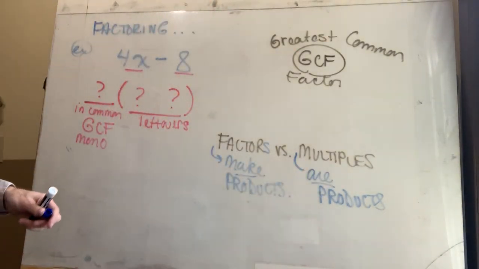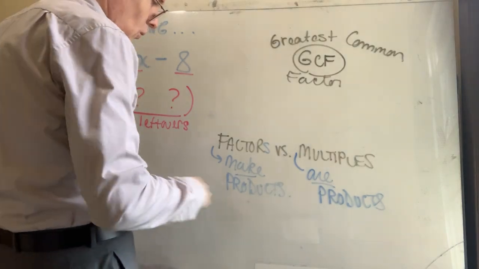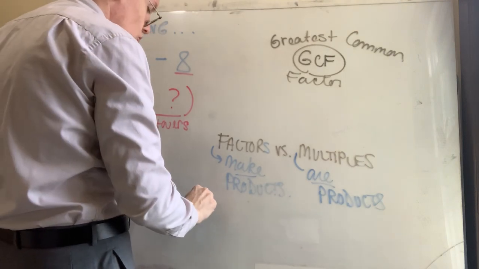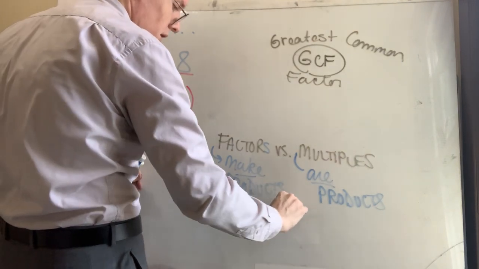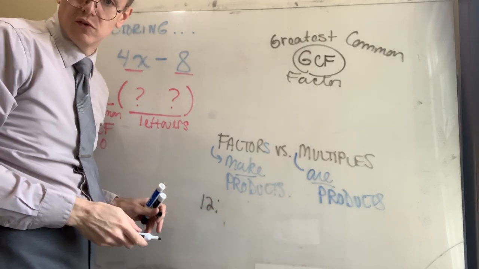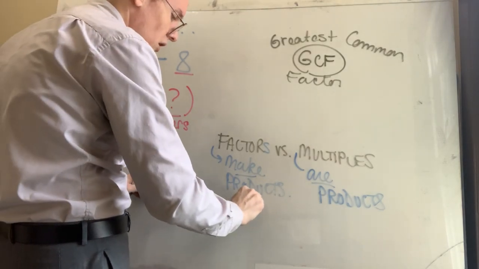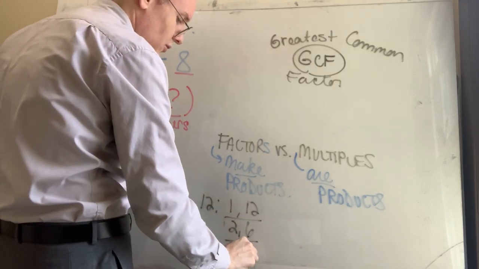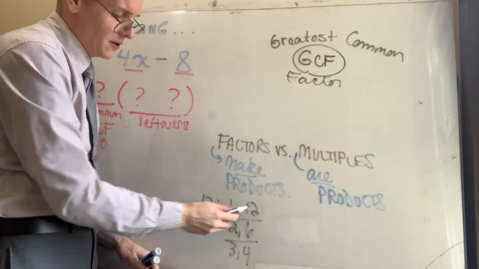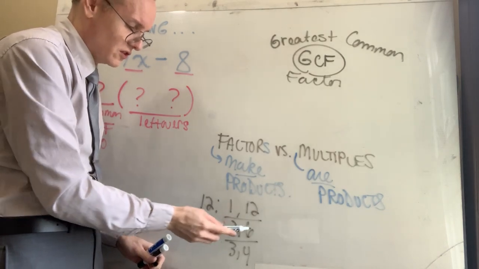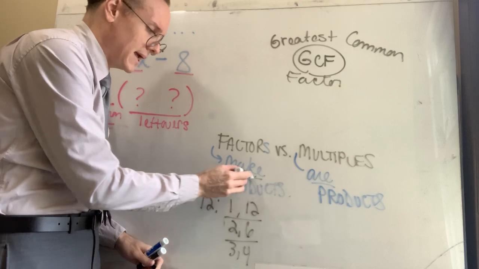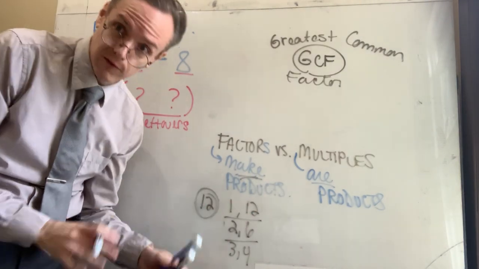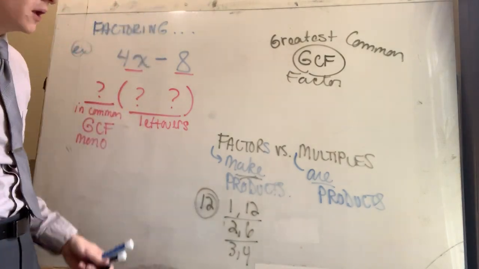So for example, if you were to list the factors of 12, I'm going to do it in pairs because it might be a little easier to read. It's 1 times 12, 2 times 6, 3 times 4. These pairs of factors, 1 and 12, 2 and 6, and 3 and 4 respectively, make the number here. Yes, 12 is a factor of itself. It sounds silly to say that, but it's true.